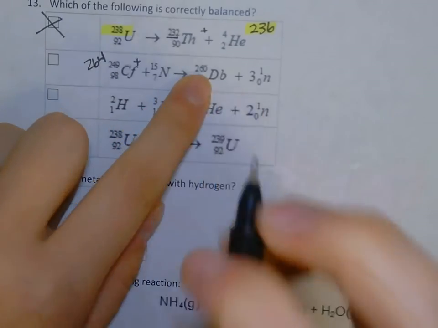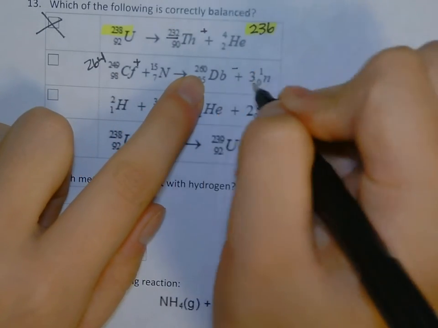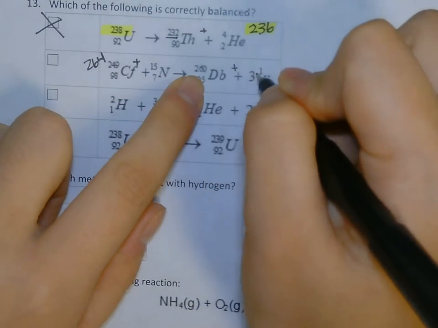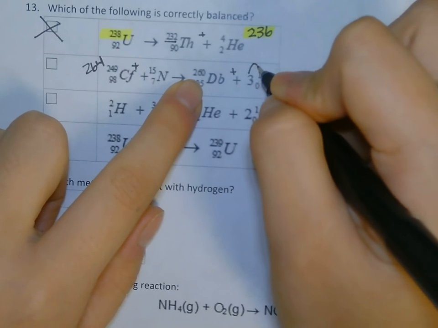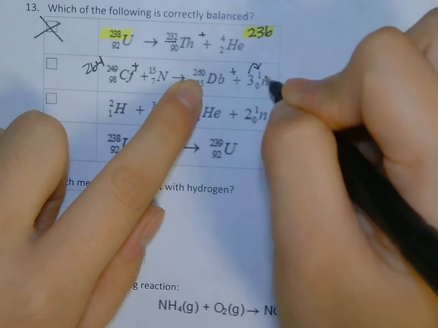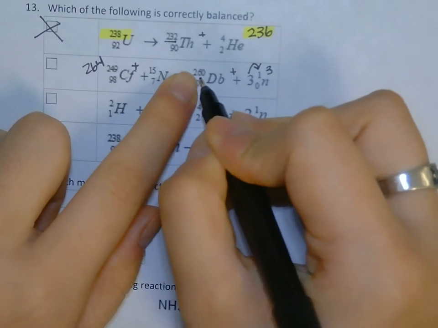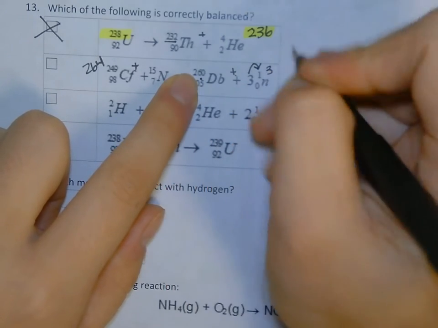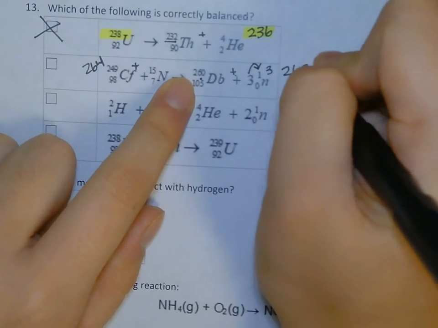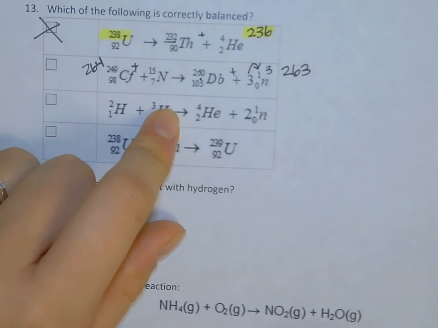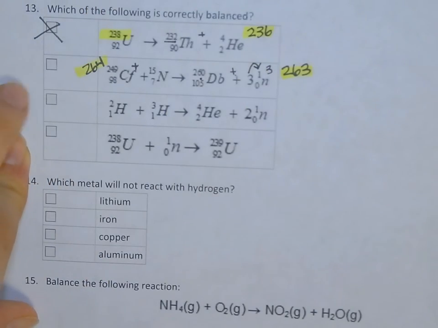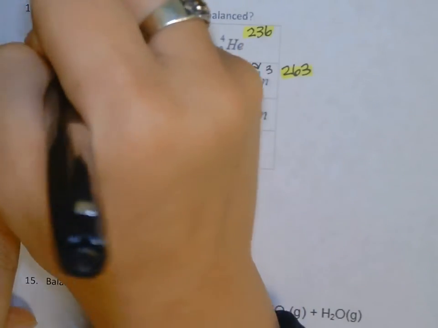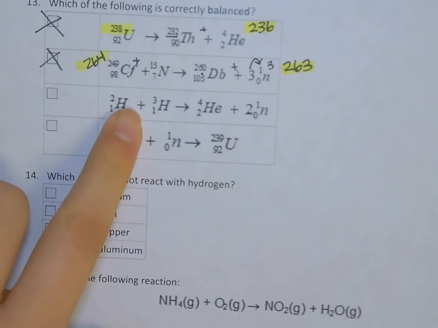And then I have 260 plus, oh, you've never seen this before, huh? This coefficient will multiply this, so that's actually a 3, a total of 3. So 260 plus 3 is 263. So now I look and I'm like, well, 263 does not equal 264, so it is not B. Then I look at C.